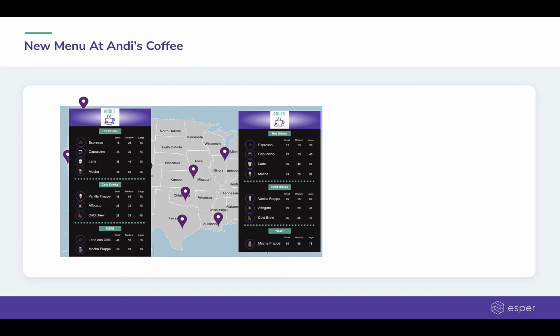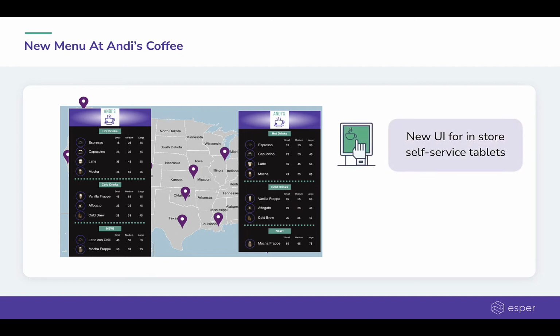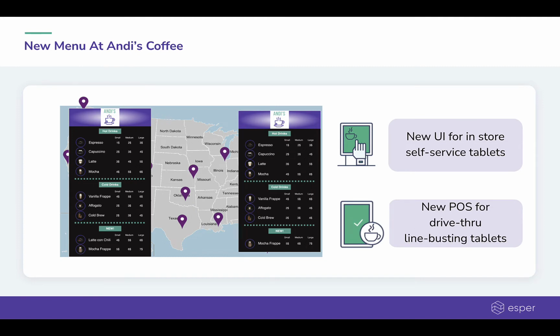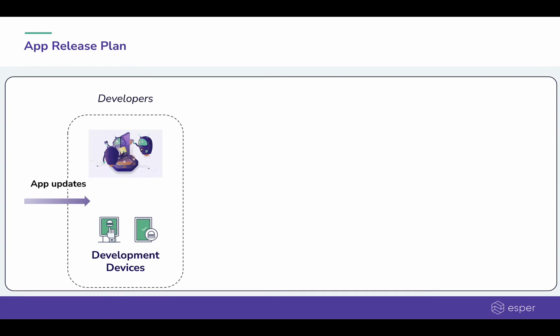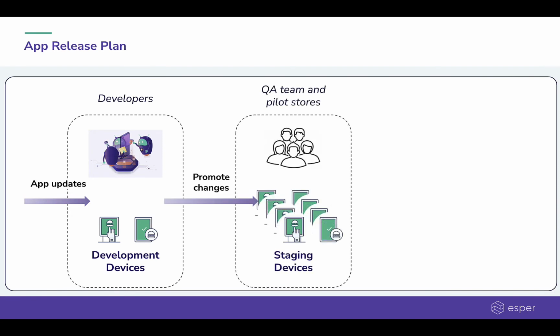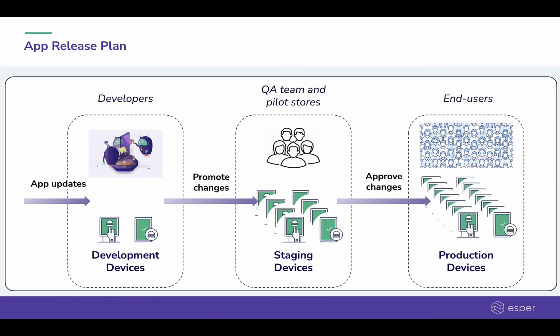So the operations team needs to not only handle rollouts at a geographic location level, but also needs to handle which versions of which apps should be deployed at the self-service tablets versus what should be rolled out to the line-busting tablets. In the ideal scenario, after the developers test the app updates in the development devices, they promote these changes to the staging devices. Here, staging can include the QA environment as well as a couple pilot shops. Once these changes are approved after the staging, then the ops team rolls out the changes into production and distributes it to all end users.